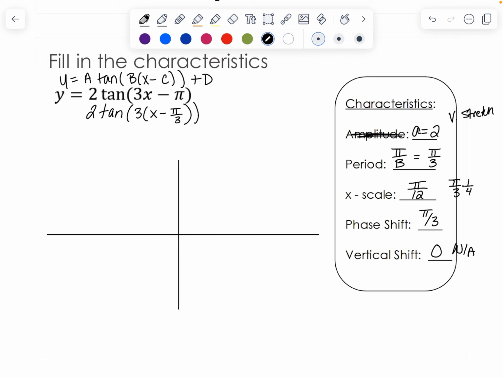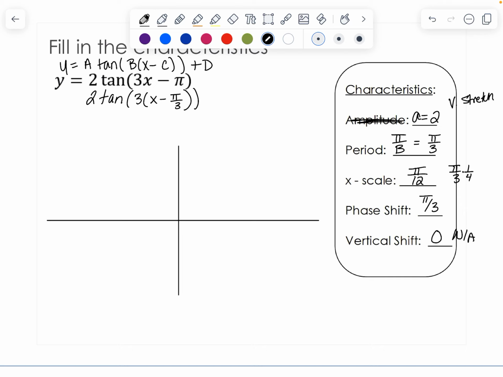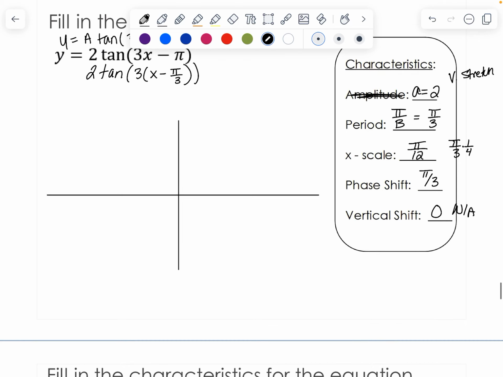All right, so let's start by just filling in some x-axis values. So we have an x scale of pi over 12. So we're going to be counting by pi over 12s. So 1 pi over 12, and then we're going to have a 2 pi over 12. I wrote that down here because I know it's going to simplify to pi over 6. And then 3 pi over 12 is going to be divisible by 3. It's going to simplify to 1 pi over 4. 4 pi over 12 is going to simplify to pi over 3.